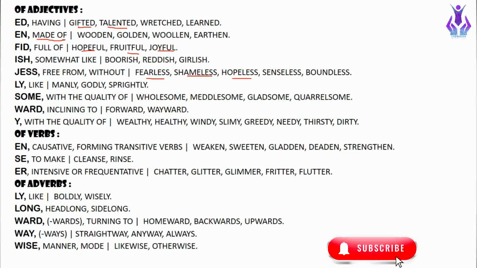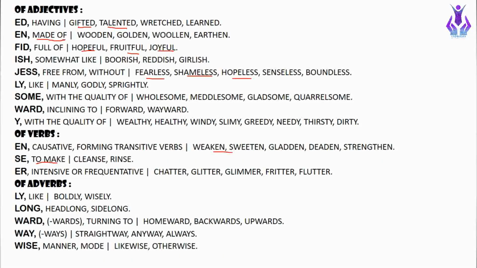The next one is of verbs, like when we use suffixes to form verbs. When we put en, it is in a sense of causative or forming a transitive verb. For example, weaken, sweeten, gladden, deaden, or strengthen. When we put se, it makes a sense to make: cleanse or rinse. The next is er, it is used in a sense of intensive or frequentative. So for example, chatter, glitter, glimmer, fritter, or flutter.